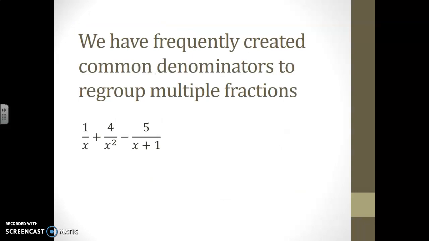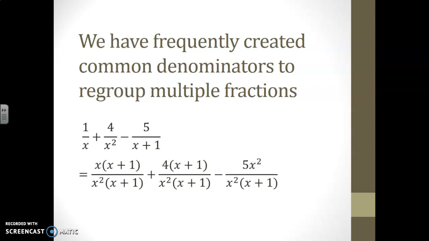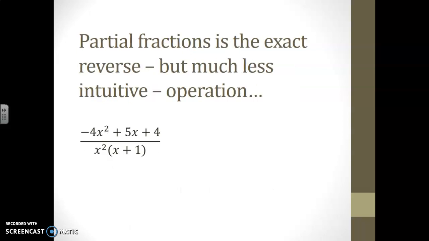We have frequently created common denominators to regroup multiple fractions. In this example, common denominators can be created and then the numerators can be joined. This is an operation we've gotten accustomed to. Partial fractions is the exact reverse operation. It is obviously much more difficult.